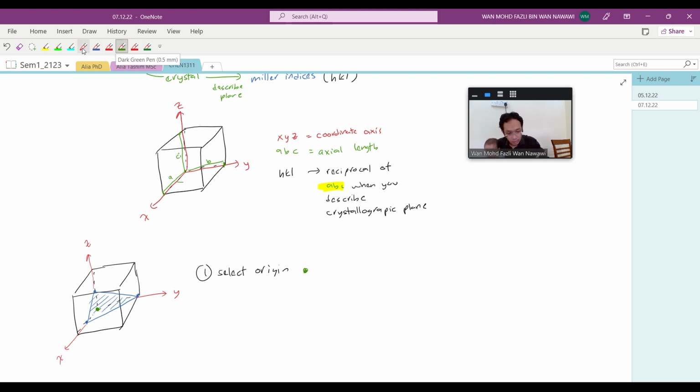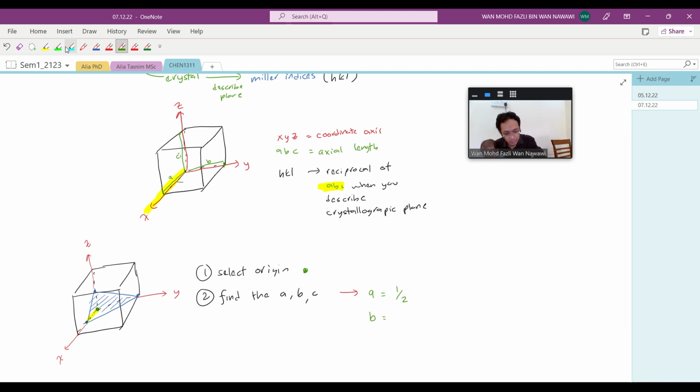Second, find the ABC. For example, find A, which is on the X axis. If you look here, it is roughly half, so we can say A is half. Let me put here A equal to half.